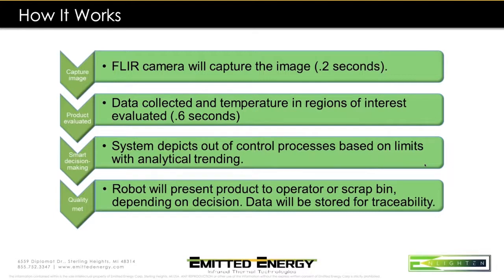So how it works. The cameras are quick, they're fast. They capture an image in 0.2 seconds. The data is collected and temperature regions of interest that we just showed you in 0.6 seconds. So a total of 0.8 seconds is what we're going to ask you to sacrifice in your process, and we'll be able to give you a decision based on a lot of data. We're going to be able to tell you one of three things. Basically, it's good, it's bad, or you know what, I want you to look at something.